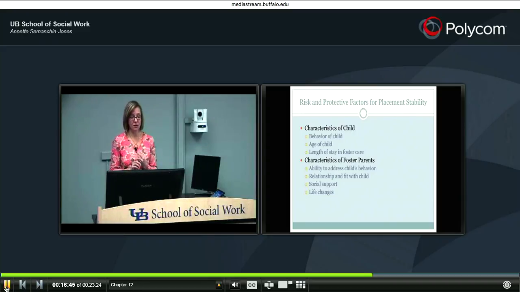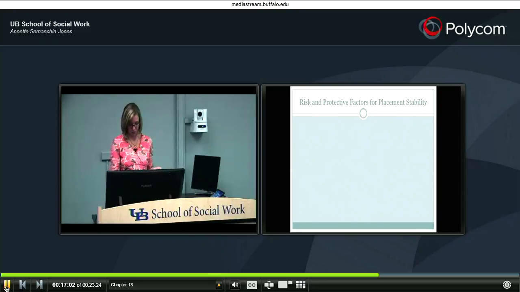Another factor is lack of social support. So the foster parents themselves don't have the support they need to take in a foster child and to meet that child's needs. And then there are just times where there's life changes, divorce, health issues that require a foster parent to request a removal of the child.